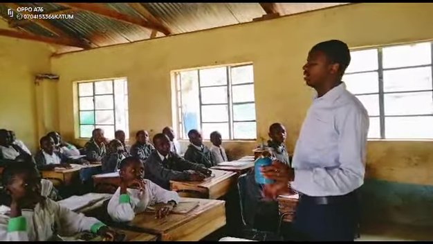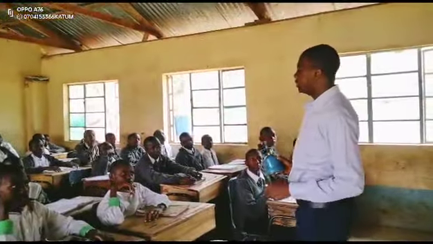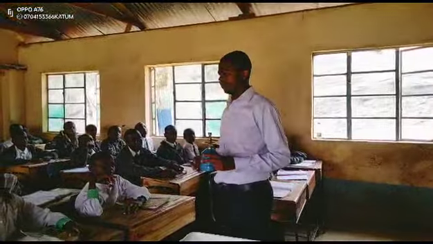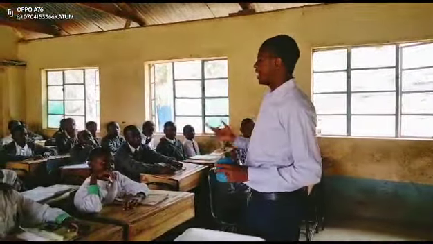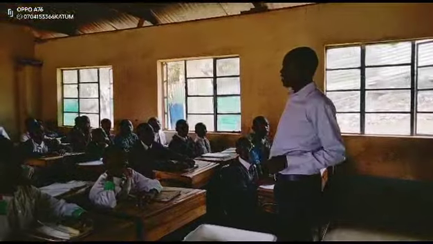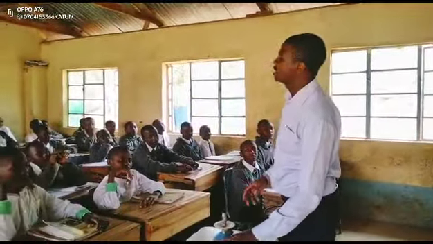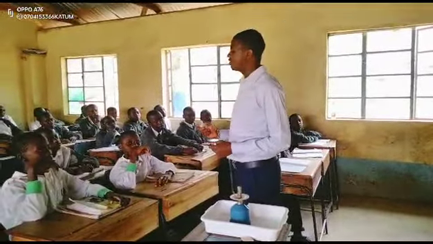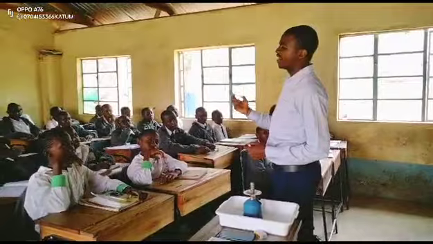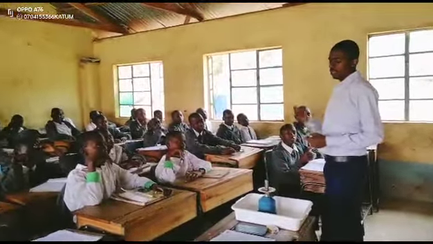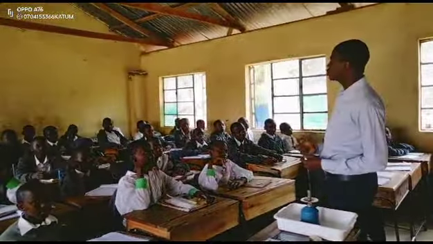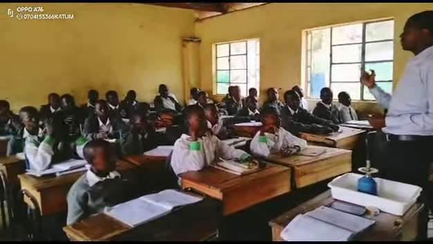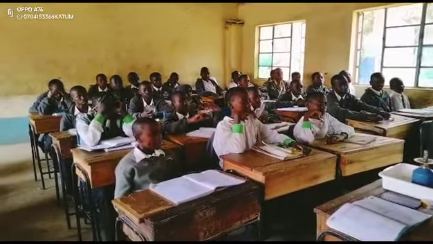the bench. Now, the Bunsen burner is able to produce two types of flames. We have the luminous and the non-luminous flame. Are we together? Yes. Now, the luminous flame of the Bunsen burner is produced when the air hole is fully closed. While the non-luminous flame is produced when the air hole is open. Are we together? Yes.